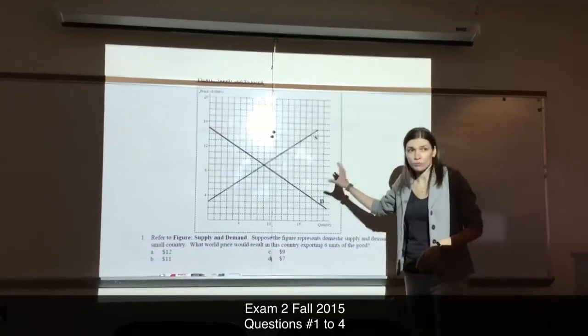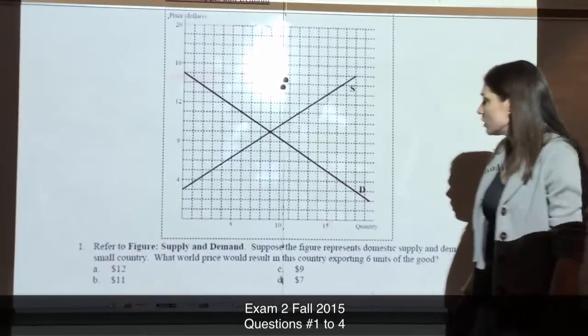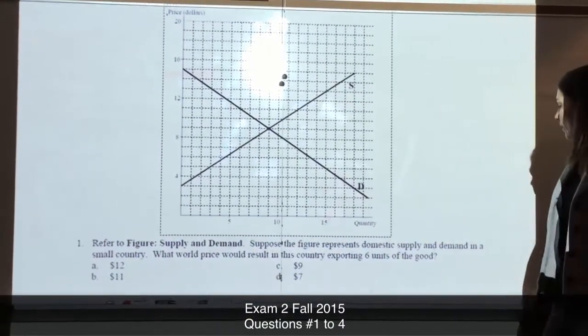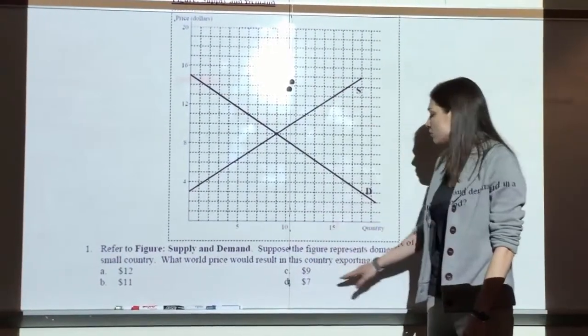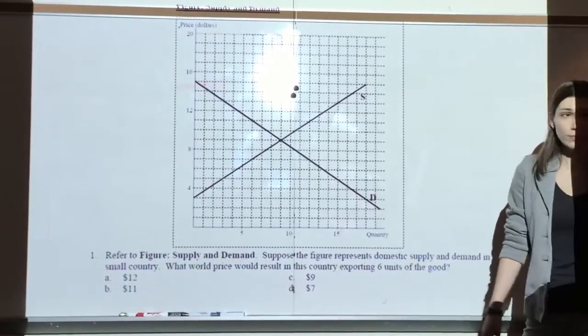The first few questions are going to refer to this graph. In this graph, we have price and quantity of a good. The first question is, suppose the figure represents domestic supply and demand in a small country. What world price will result in this country exporting 6 units of the good?